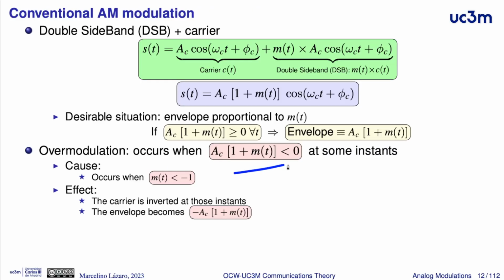However, if this term is negative in some time intervals, an effect happens that is called over-modulation. This happens when the modulating signal is lower than -1, and in the time intervals with this situation, the modulated signal is inverted with respect to the carrier, and the envelope becomes proportional not to this term, but to minus this term, which is proportional not to the modulating signal, but to minus the modulating signal m of t.